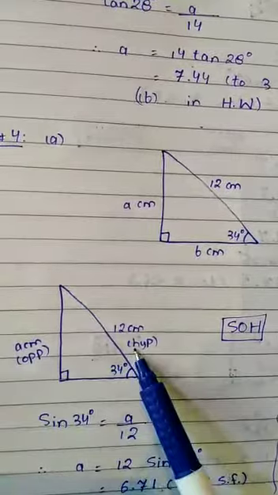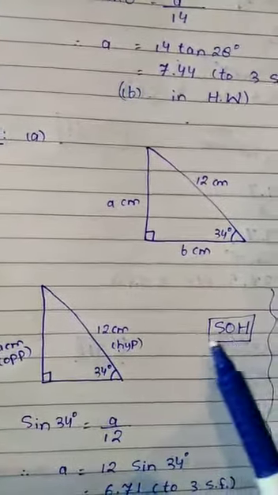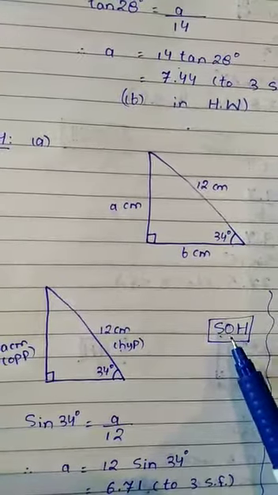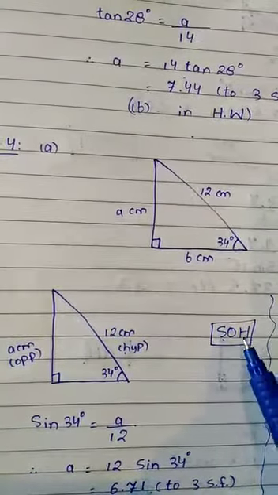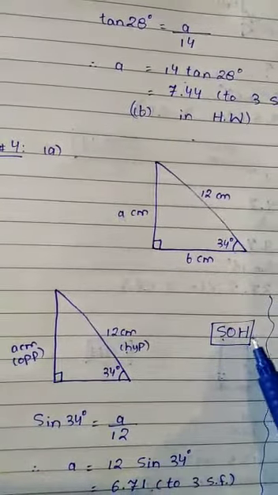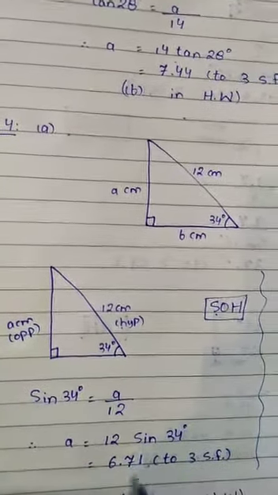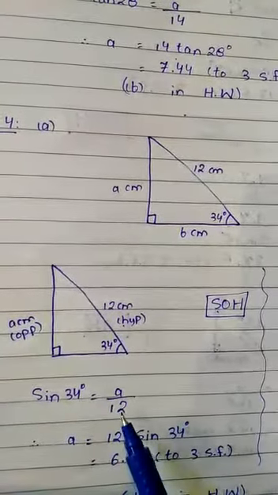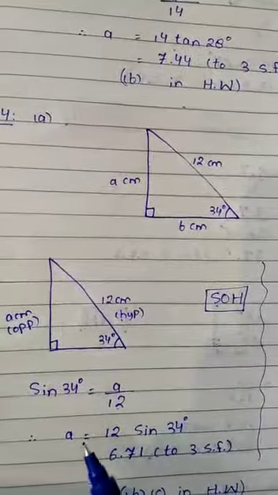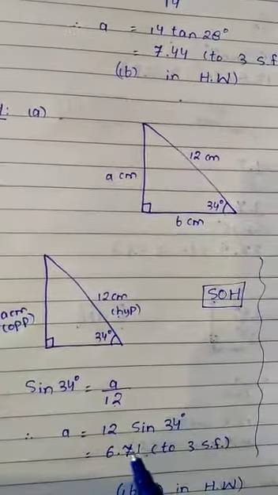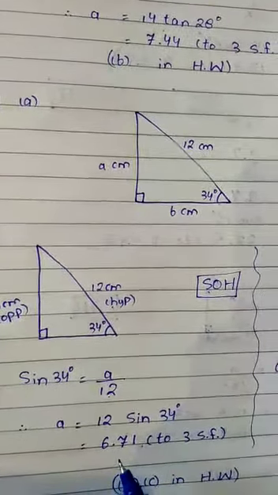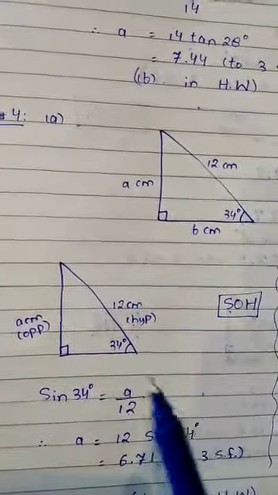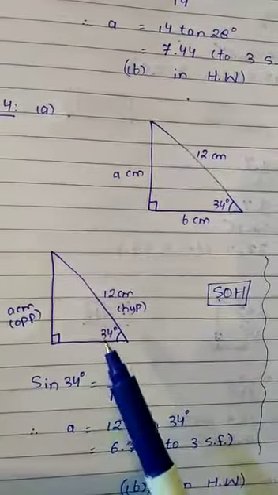So we have hypotenuse and opposite. Which formula will you use? You will use SOH. S stands for sine, O stands for opposite, and H stands for hypotenuse. So we have opposite and hypotenuse, that's why we are using this formula. And then we will get sine 34 is equal to opposite A over hypotenuse 12, A over 12, and then we will get A is equal to 12 sine 34, which is 6.75 to 3 significant figures. This is the way you will find the value of A centimeter.